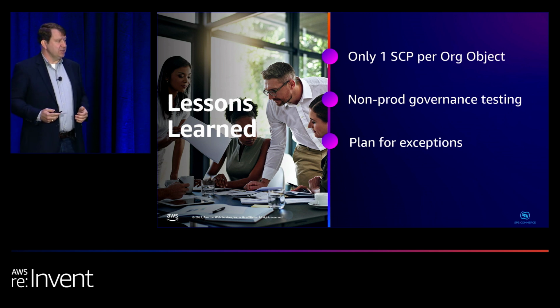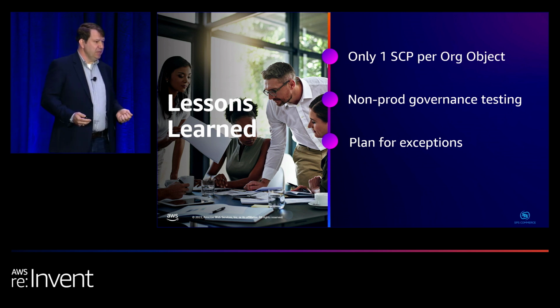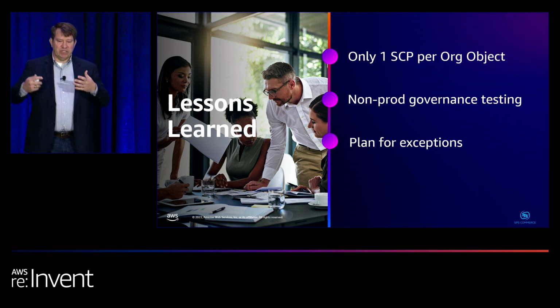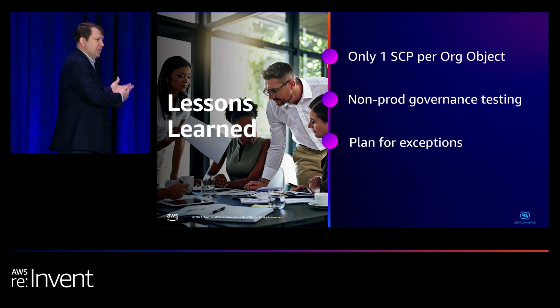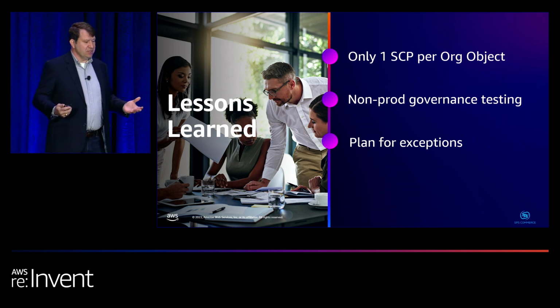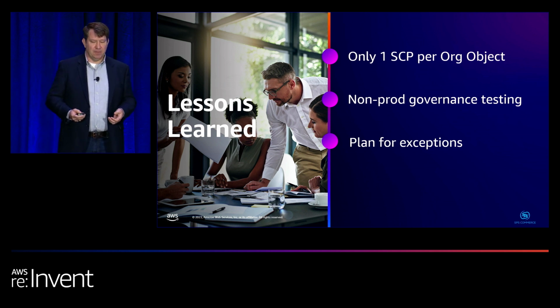Plan for exceptions. They will happen, they do happen, so you need to make sure you build your governance process in a way where something that once was part of the herd can be pulled out and given a name and given care and love in a different way than everything else. Just plan for that and try to incorporate that into your governance strategy.